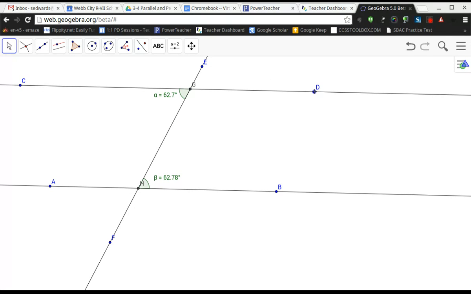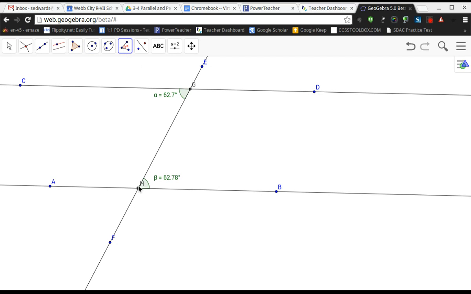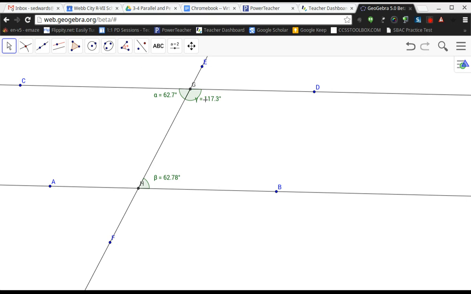And they also ask you about same side interior angles. So instead of making a new picture, just go ahead and measure the angle here. And that way you don't have to reinvent the wheel. And then you can tell me what the relationship is between these two, and you can use the same picture and do another screenshot.